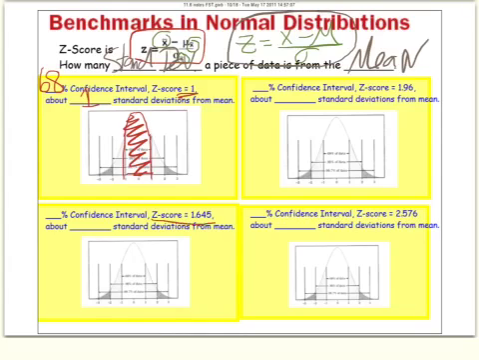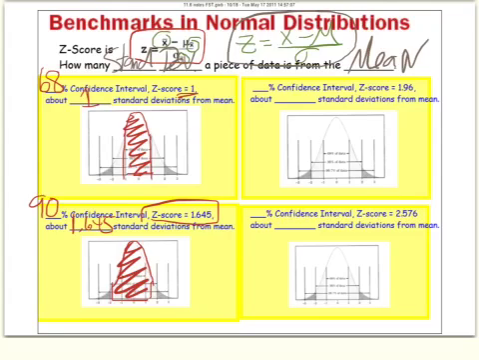If we do a z-score of 1.645, which is roughly about right here, the area under the curve, if you find it, is going to be 90% of the data. So if we use a z-score of 1.645, we've gone 1.645 standard deviations to the right and to the left of the mean. And again, 90% of the data is here.